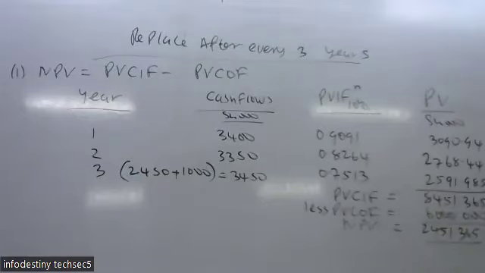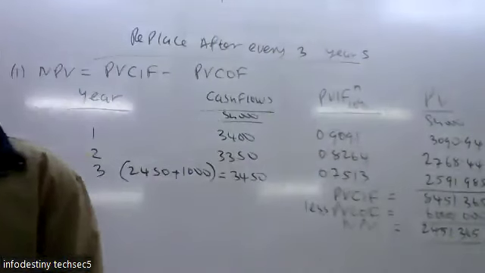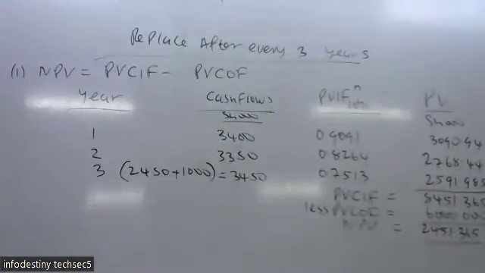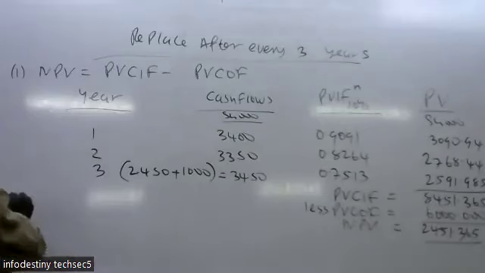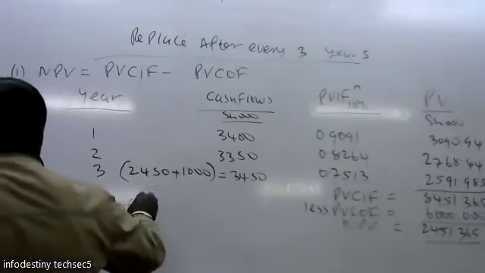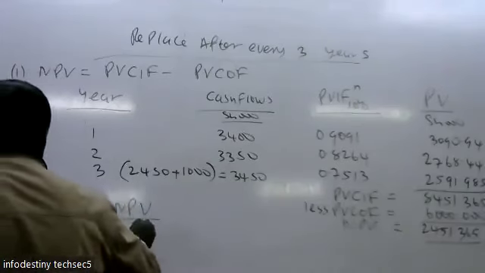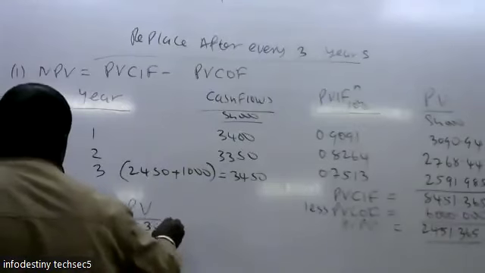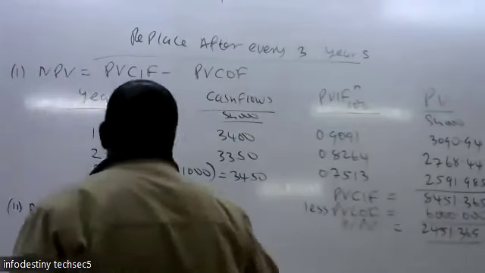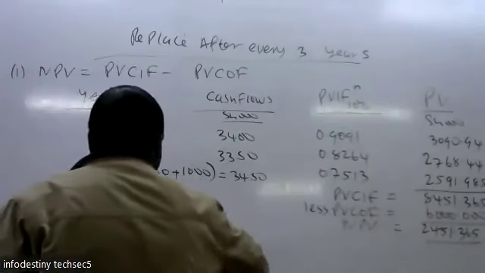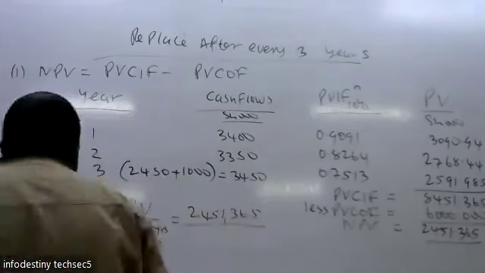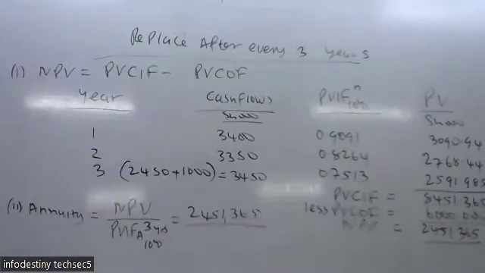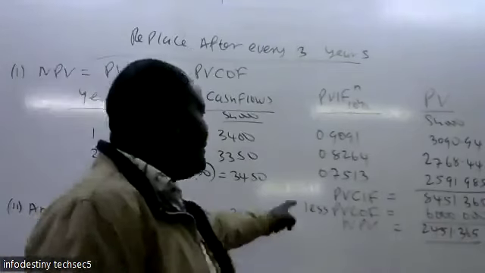We still have step number two, where we compute the annuity for that value. So annuity is supposed to be given by NPV divided by the present value interest factor for the annuity, 10% for 3 years. So that should be 2,451,365. So confirm in the second table. Or if you wish, you just add these 3 years.